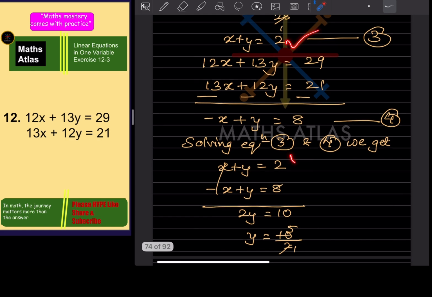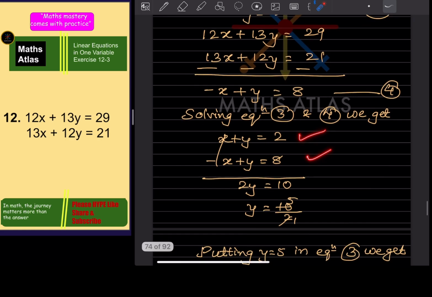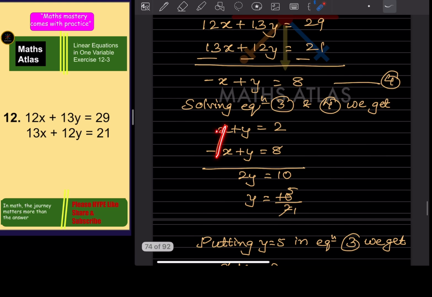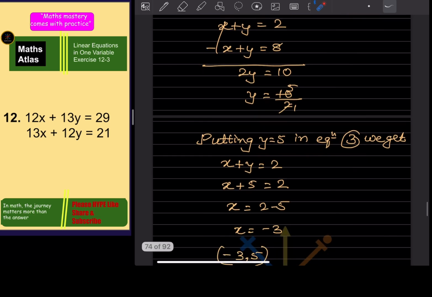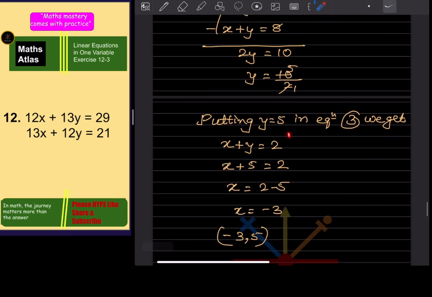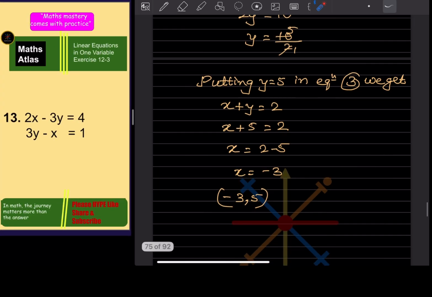Solving equation 3 and 4. So this is 3, this is 4. So this can be cancelled out, plus minus. So this is going to be 2y is 10. So y is going to be 10 by 2, which is going to be 5. So putting this y is equal to 5 in equation number 3. This is equation number 3. So in place of y, you will put this 5. So the value of x is minus 3. So this is x, this is y. So this will be minus 3 and 5.